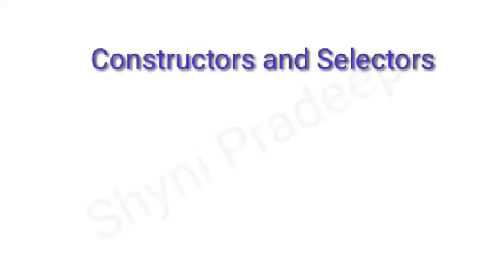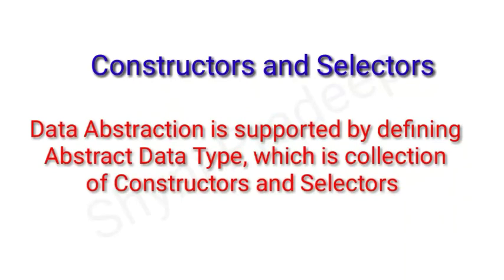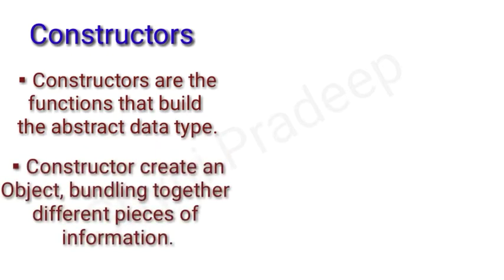Next, let us see constructors and selectors. Data abstraction is supported by defining an abstract data type, which is a collection of constructors and selectors. These constructors and selectors both are functions. First, let us see the definition of constructor. Constructors are the functions that build the abstract data type, which means if you want to create one new object, you can use a constructor function. A constructor creates an object bundling together different pieces of information.